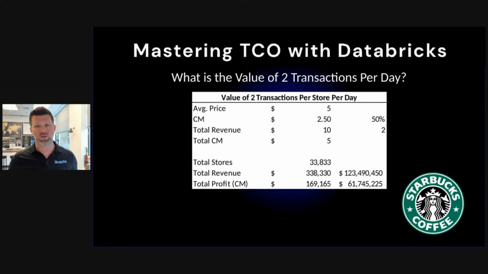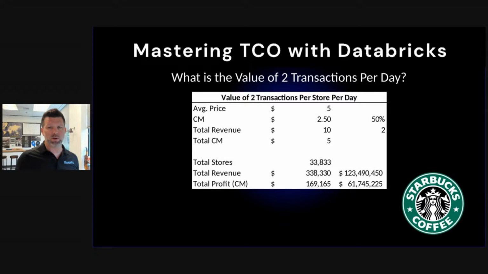So the value of 2 transactions per day, per store, and per fleet for a company like Starbucks is pretty easy to calculate. So I use an average price of $5. It might vary, but $5 is good for ease of math, and for our purposes, it's pretty good for rough math.